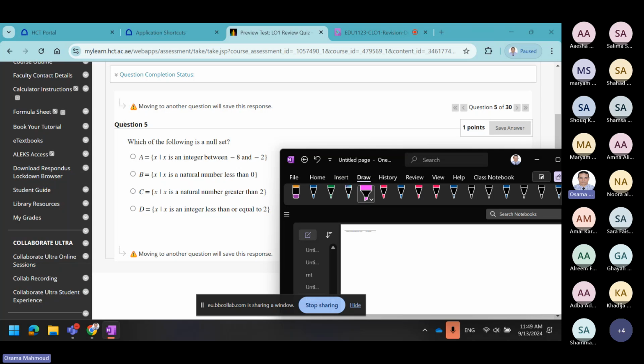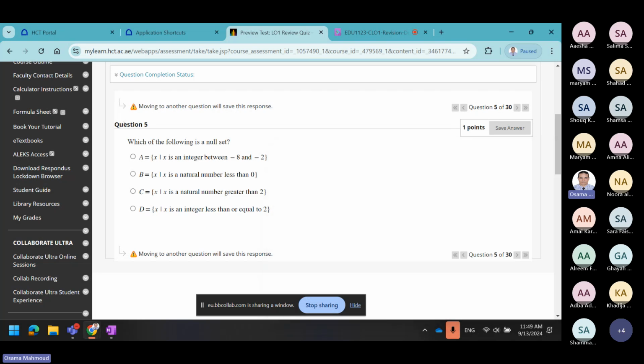For C, X is natural number greater than 2. We have 3, 4, 5, 7. We have infinite number of this. X is an integer less than or equal to 2. It means you have too many things. So the only one that doesn't have anything is B, right?